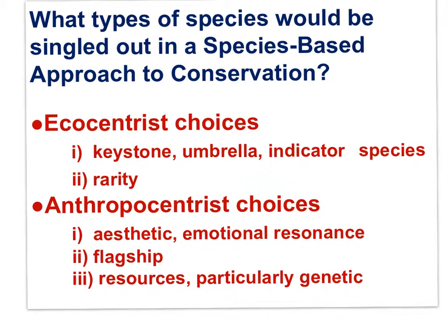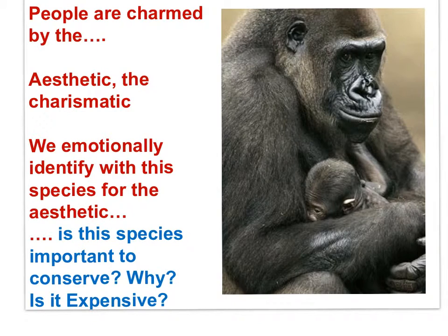Continuing with an examination of a species-based approach to conservation, let's consider anthropocentric choices for conservation. People are charmed by the aesthetic, the charismatic species. We emotionally identify with species for aesthetic reasons. Is this species important to conserve? And why? Is it expensive to conserve?